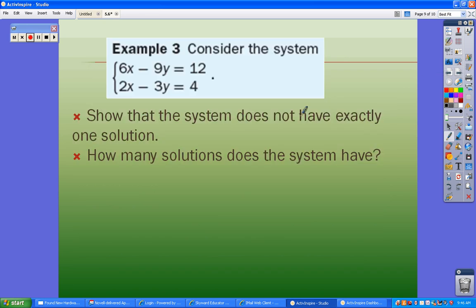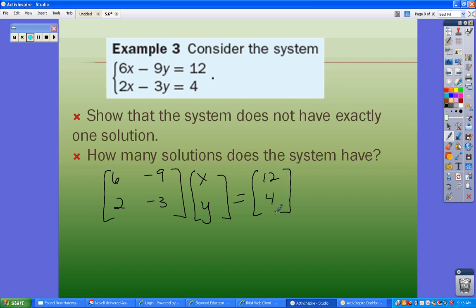Okay, show that this system does not have exactly one solution. So they want us to write our equation: 6, negative 9, 2, and negative 3, times X and Y equals 12, 4. You could type this into your calculator and you're going to come up with some issues. But always check the determinant first. This is negative 18 minus negative 18, which becomes 0. So to show that it does not have exactly one solution, you could say the determinant equals 0. That's showing enough.